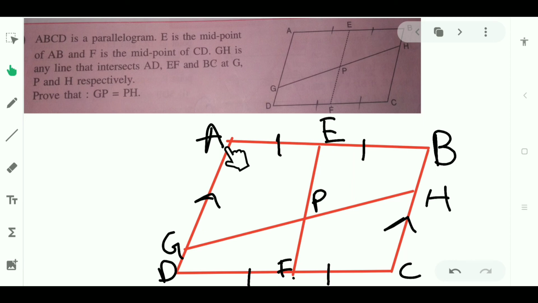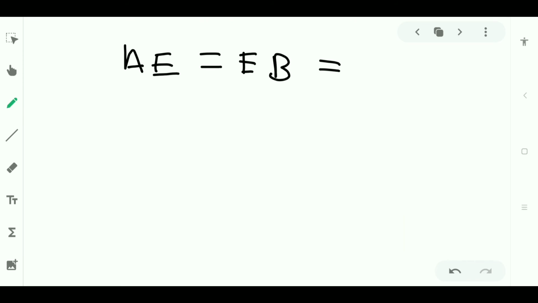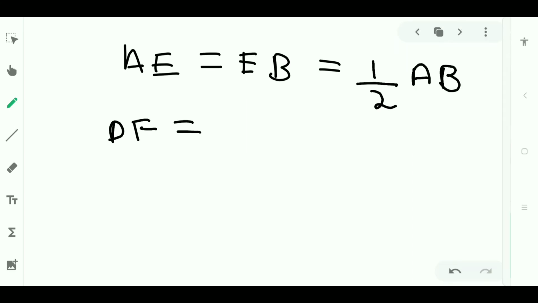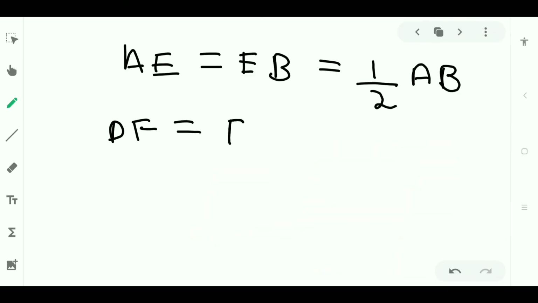Now AE is equal to half of AB, DF is equal to half of DC. AE is equal to EB, but this is the whole line AB, and as these two are equal, they will be half of that line AB. Same way DF is equal to FC, which is equal to half of DC.